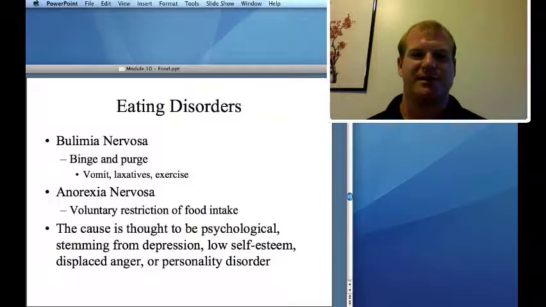And so what causes these eating disorders? It's thought to be psychological in origin. The people that I know that have these disorders, they tell me that they can't control anything else in their life, but that they can control this. So it's thought to be due to psychological problems.